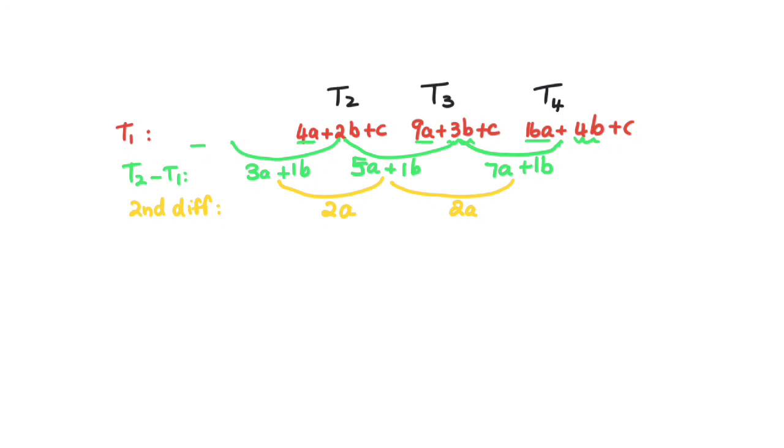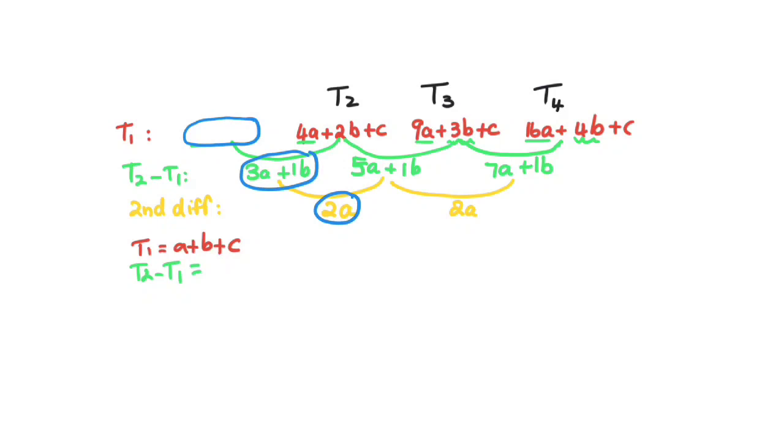So for the sake of determining the Tn formula of a quadratic equation, we're going to use this expression and this one. Okay, and the three formulas we're going to use are going to be T1 equals a plus b plus c. It comes from there. T2 minus T1 equals 3a plus 1b. It comes from the second row. And then the third one, the second difference is equal to 2a.